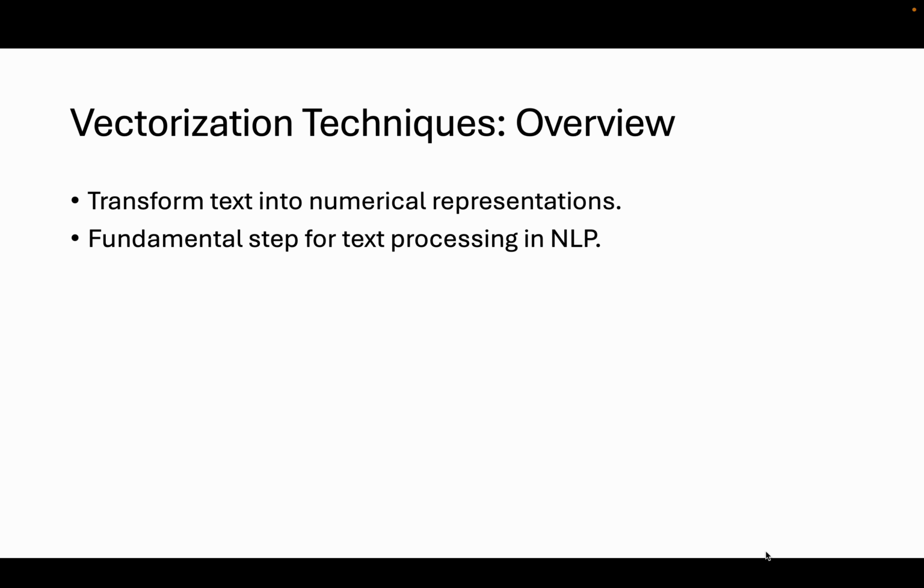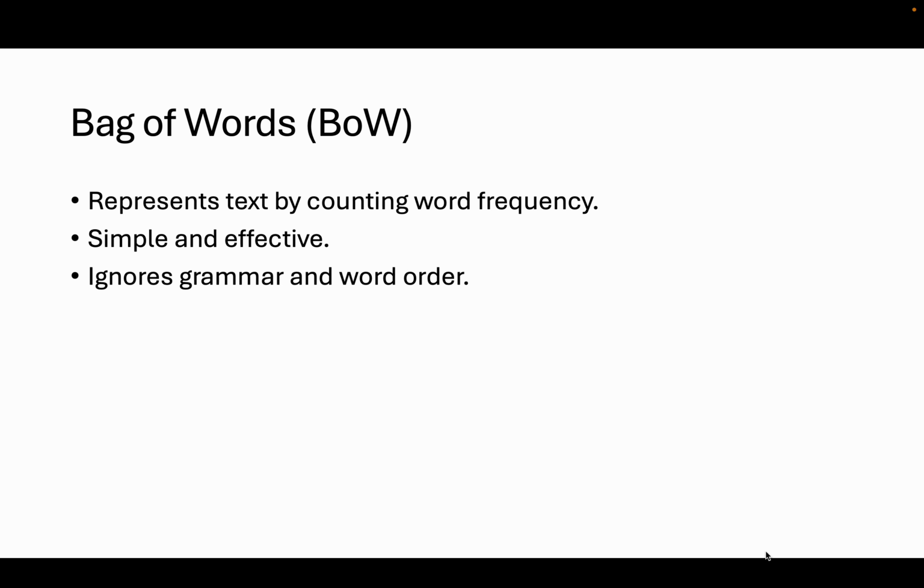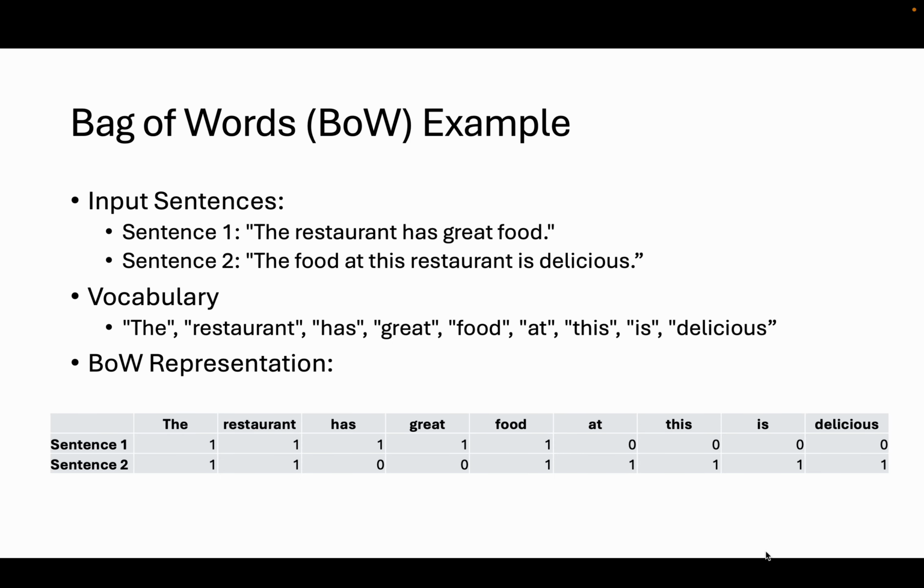Vectorization is important in natural language processing as it converts text data into numerical formats that machine learning models can process. We'll cover three primary techniques: bag of words, bag of n-grams, and TF-IDF. Bag of words is one of the simplest vectorization techniques. It involves creating a vocabulary of all words in the text and then representing each document by counting the frequency or occurrence of these words. While it doesn't capture word order or meaning, it sets the groundwork for more complex semantic analysis.